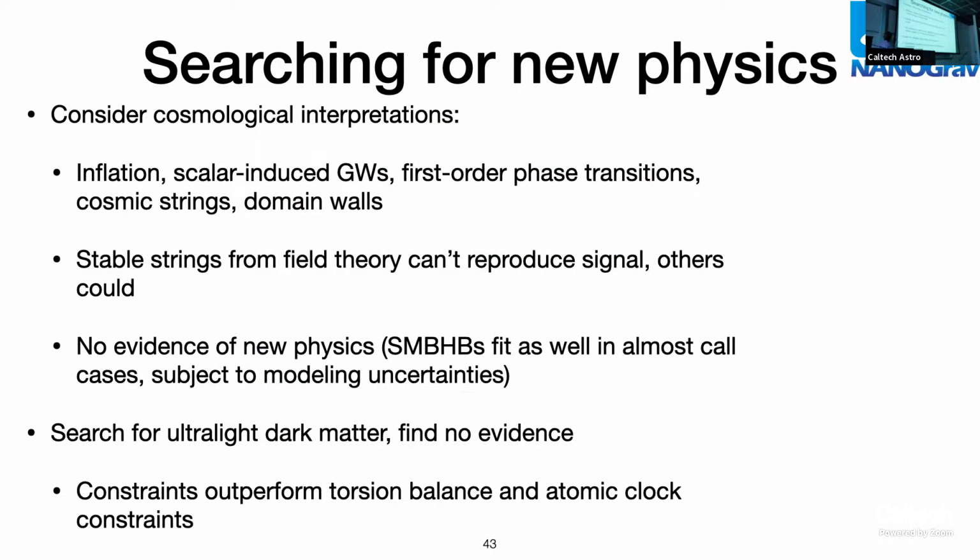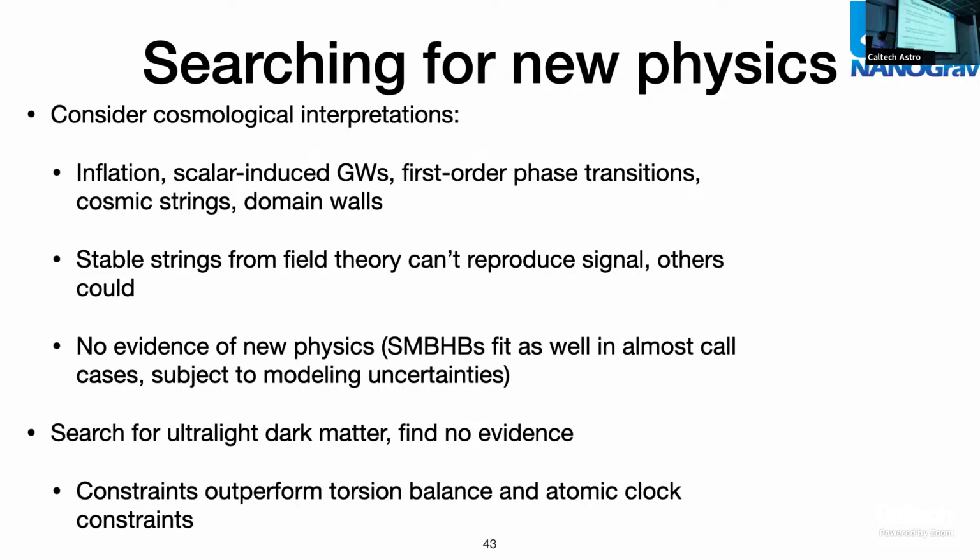There's also a very large paper searching for new physics. So you can consider cosmological interpretations of this signal. And we have no way of distinguishing between some of these cosmological models and supermassive black hole binaries in this data set. Hopefully in the future, we will. They consider quite a few different models: inflationary models, scalar-induced gravitational waves in the early universe, first-order phase transitions in the early universe, and topological defects like cosmic strings and domain walls. They find that stable strings from field theory can't reproduce the signal, but for the most part, all of the other models that they consider could reproduce this signal.